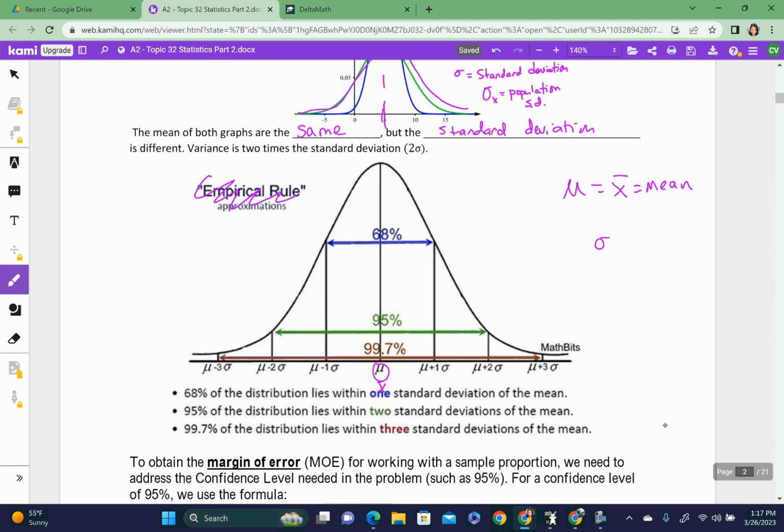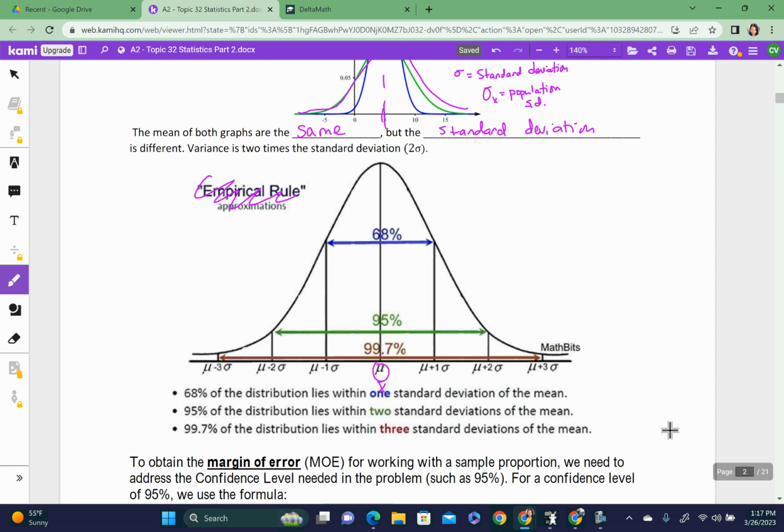We talked about what this little symbol right here means, right? That's standard deviation. So this right here is your mean plus 1 standard deviation, right? Because we're moving to the right. And this side right here is going to be the mean minus 1 standard deviation, minus 2 standard deviations, minus 3, okay?